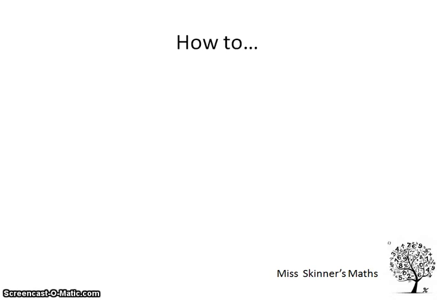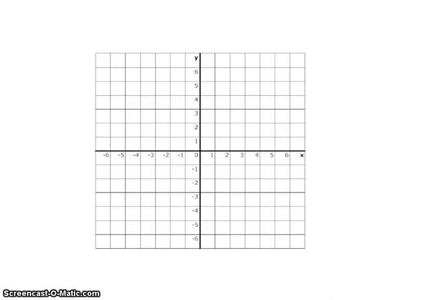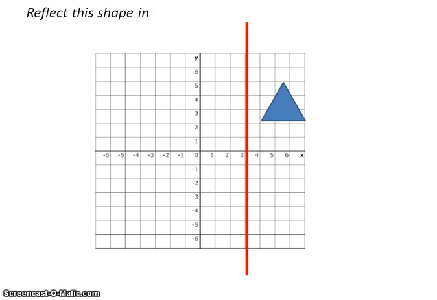Now, today what we're going to have a look at is how to reflect shapes in a line. So we're going to start off with an easier example, and then build from there to a couple of slightly harder ones, but I think you're going to manage fine with what I've got for you today. If we look at the first type of question, we've got a coordinate grid on here, and this is what we're going to be reflecting our shapes in. So I've got a shape, and a line that I'd like you to reflect my shape in. The question would be something like, reflect this shape in the line shown.